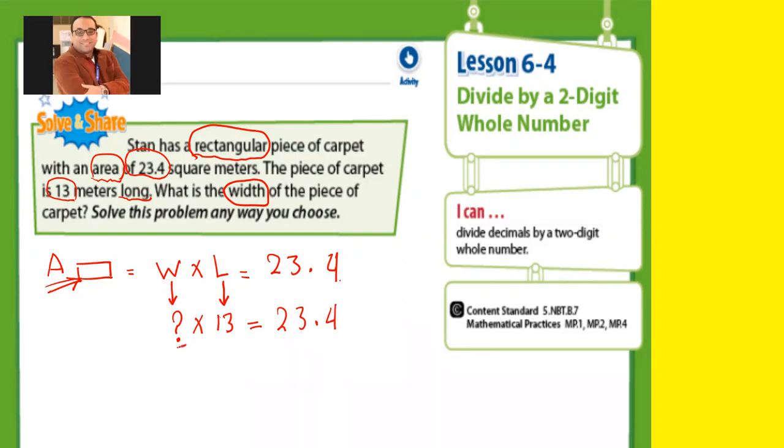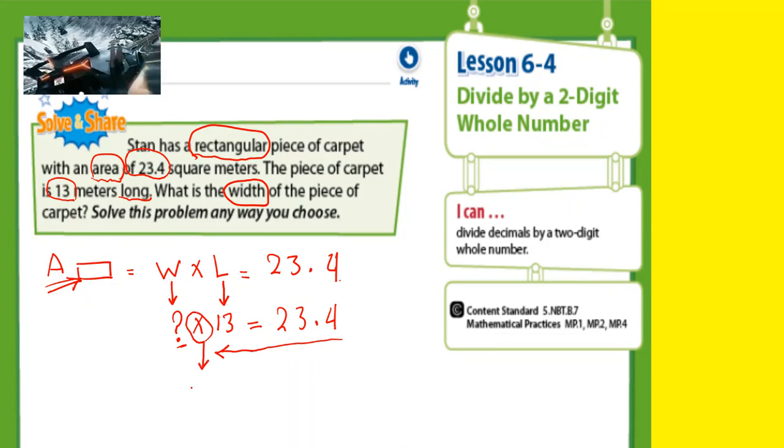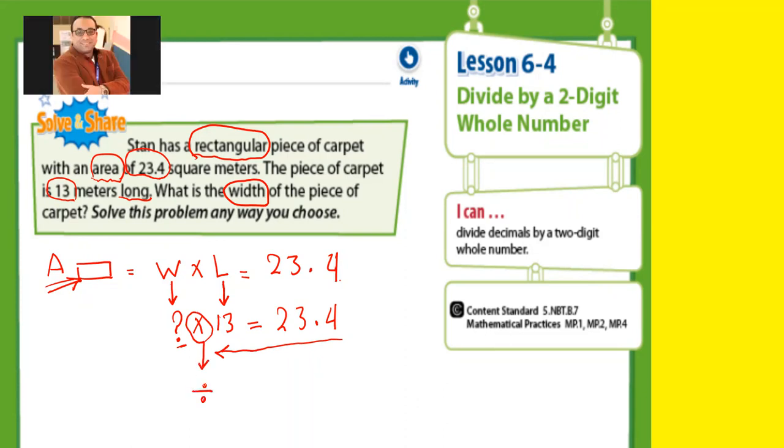To get this number, my dear students, we need to inverse the movement from right to left. The inverse of multiplication is division. I will divide what over what? I will divide the greatest number, 23.4, by the smallest one, 13. When I get the quotient, I will easily get the value of the width. Now, Adam, you have a dividend containing a decimal point and a divisor with a two-digit whole number. Am I right?